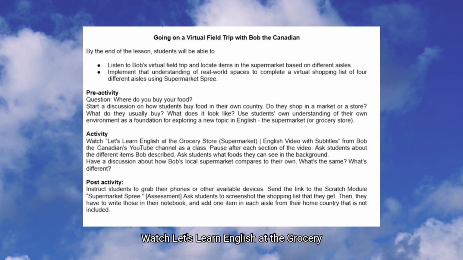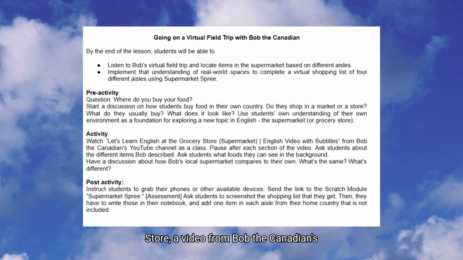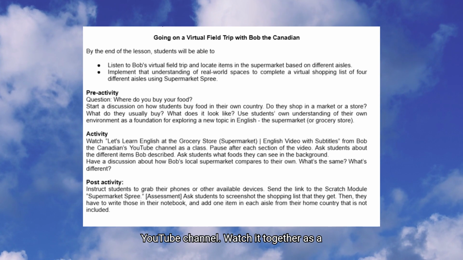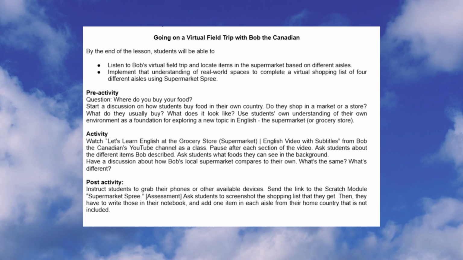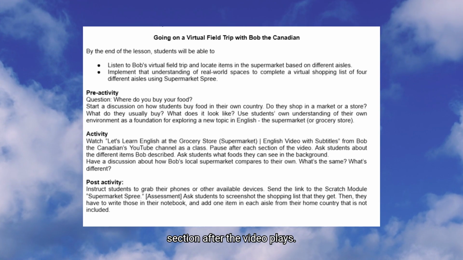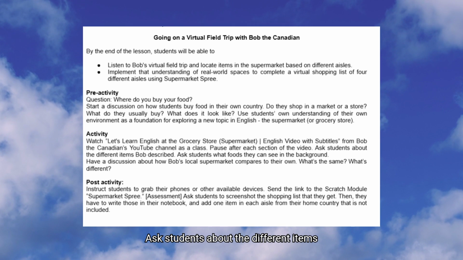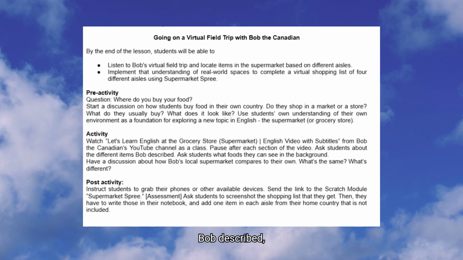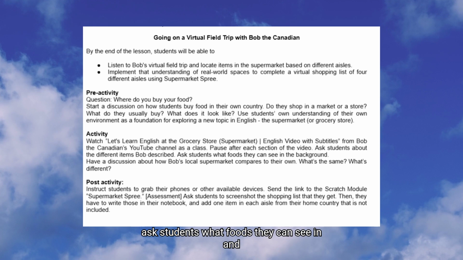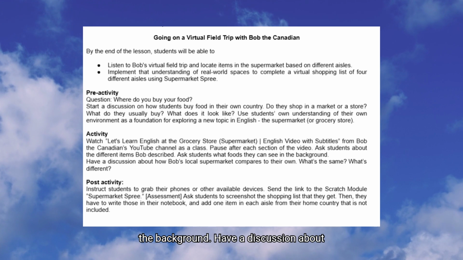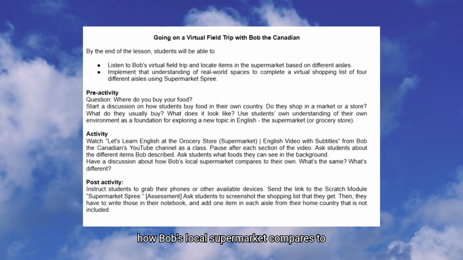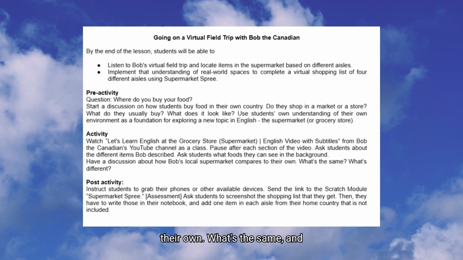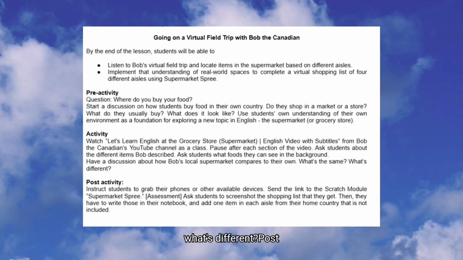Activity. Watch Let's Learn English at the Grocery Store, a video from Bob the Canadian's YouTube channel. Watch it together as a class. Pause each section after the video plays. Ask students about the different items Bob described. And then ask students what foods they can see in the background. Have a discussion about how Bob's local supermarket compares to their own. What's the same and what's different?